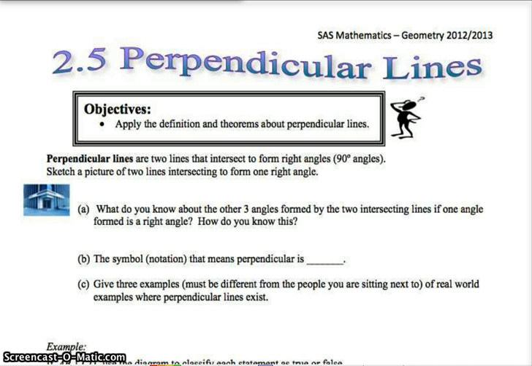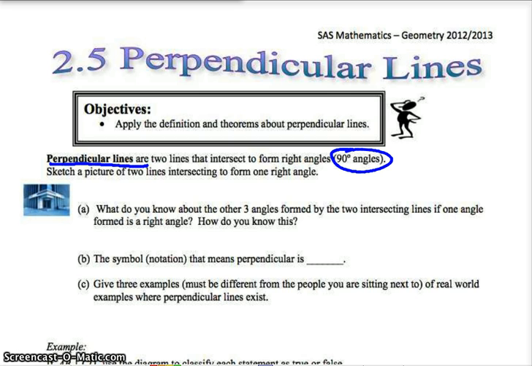So 2.5 is about perpendicular lines, and we're going to apply the definition and the theorems about perpendicular lines. Most of you probably have an idea in your head when I say something is perpendicular, or we're talking about two perpendicular lines, you already know what that looks like. So how do you define it? Well, perpendicular lines are two lines that intersect to form right angles. Well, what are right angles? Right angles are angles that are 90 degrees.